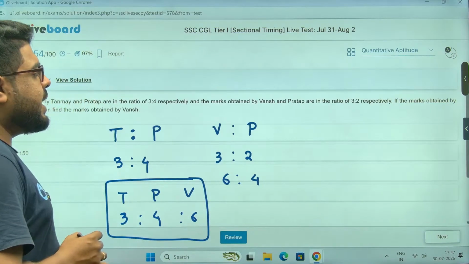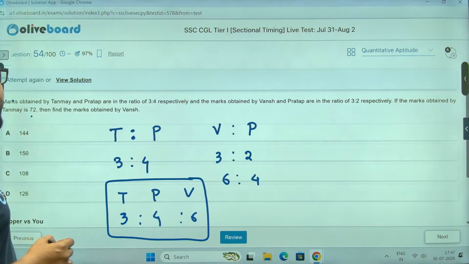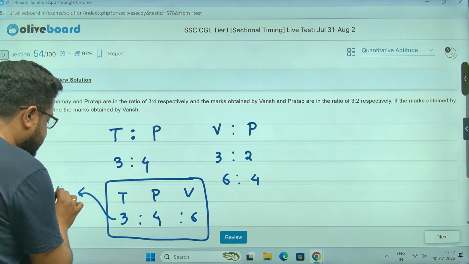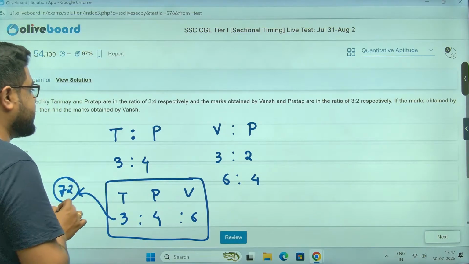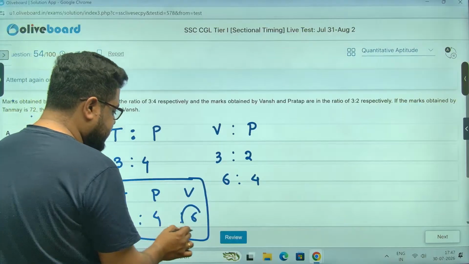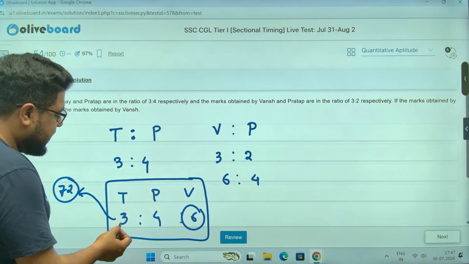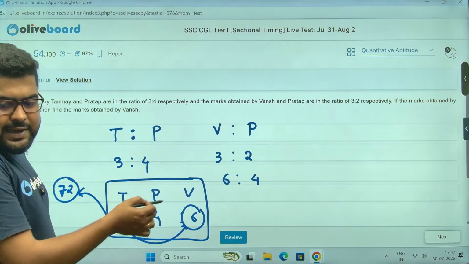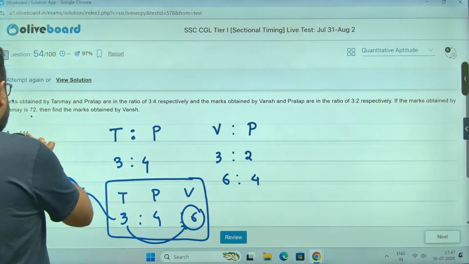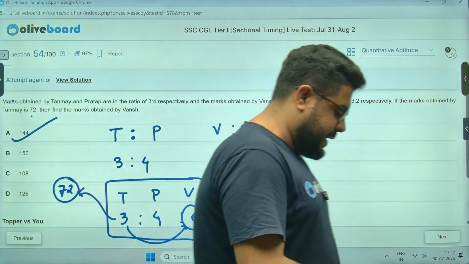Now what they're saying, if the marks obtained by Tanmay is 72, so this 3 parts is 72, 24 multiplication. Vansh's marks they are asking. You don't need to check, it will always be double. 3 and 6. So 72 double is 144. Option A will be the correct answer.